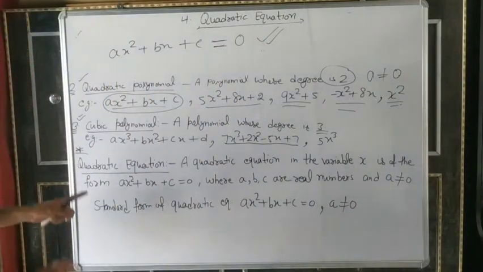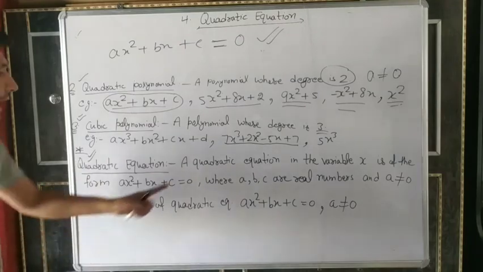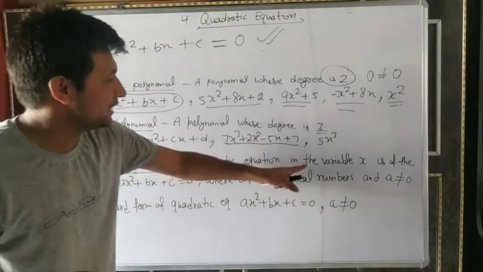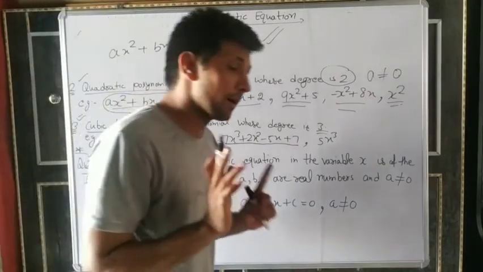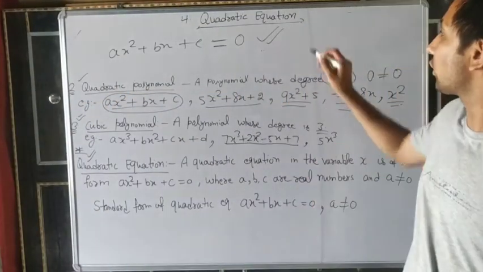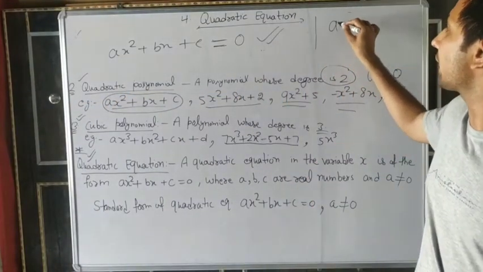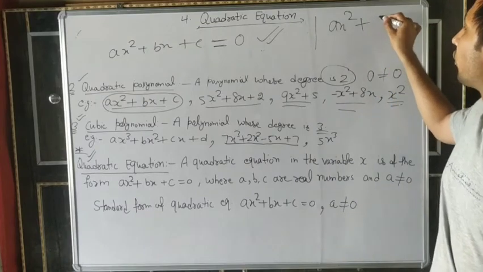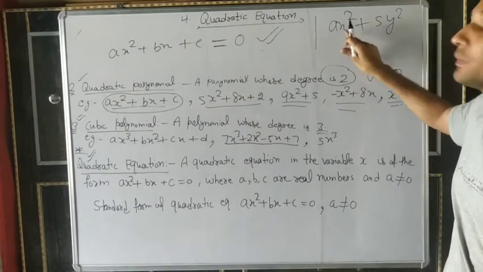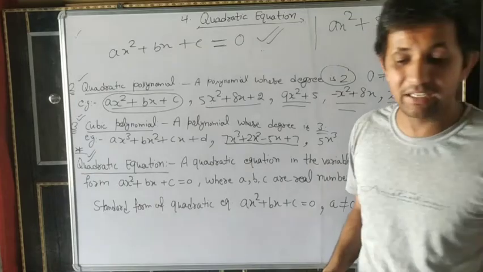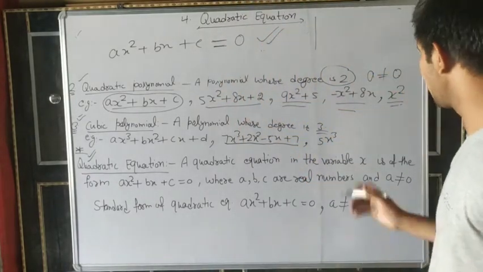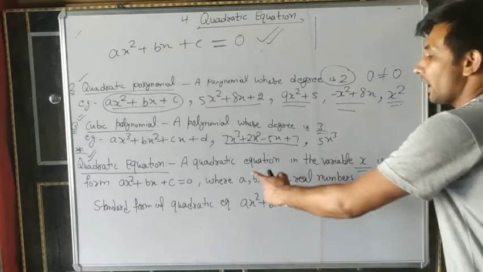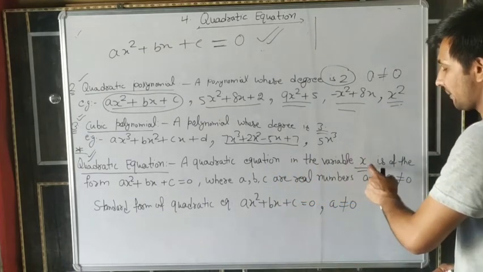What is a quadratic equation? Note it down. It is important. A quadratic equation in the variable x. Remember, we are discussing here only one variable, not ax square plus 5y square, where the variables are x and y. We are discussing only one variable, and the variable is x.